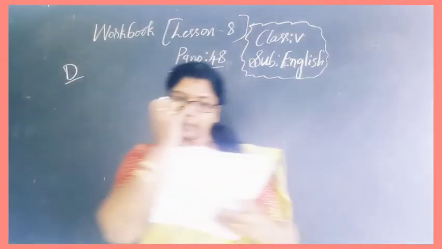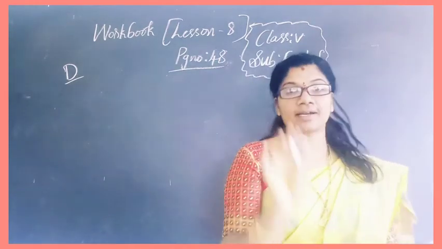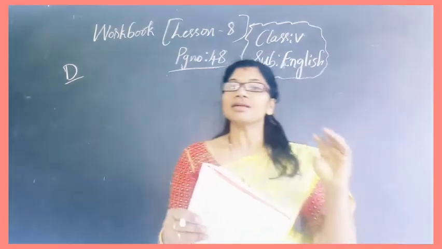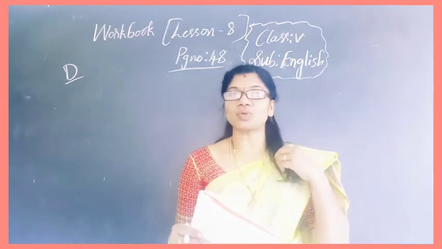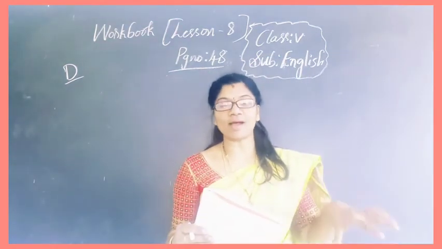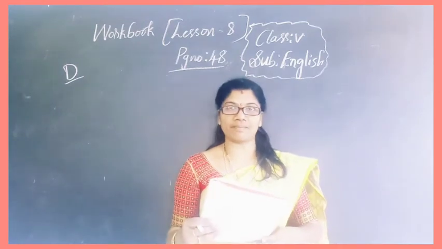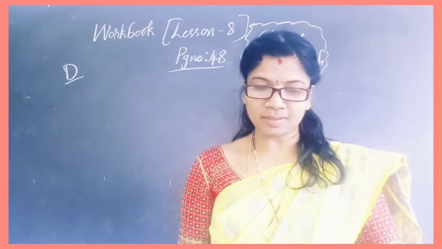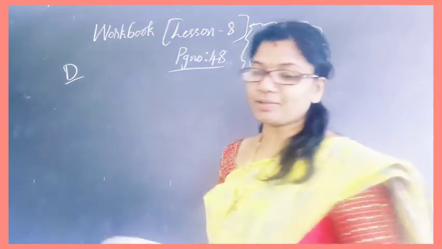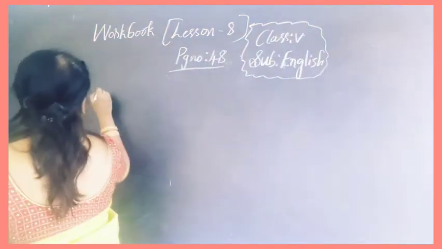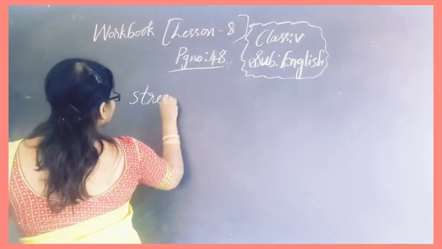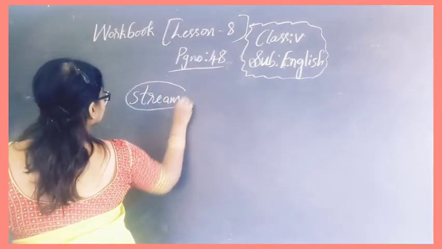D is circle the words that are spelled correctly. The words which are spelled correctly, those words you need to identify and circle them. Now let's start the first one. Stream spelling, that is the third one is correct. S-T-R-E-A-M, you need to circle stream.